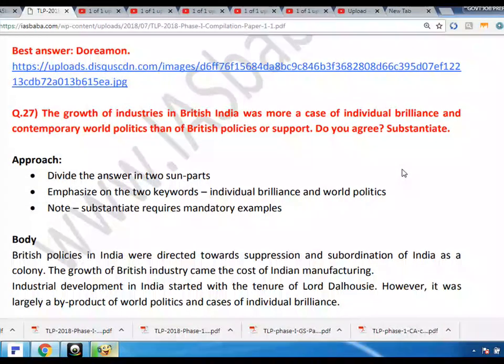Q.27 The growth of industries in British India was more a case of individual brilliance and contemporary world politics than of British policies or support. Do you agree? Substantiate. Approach. Divide the answer into some parts. Emphasize the two key words, individual brilliance and world politics. Note, substantiate requires mandatory examples.